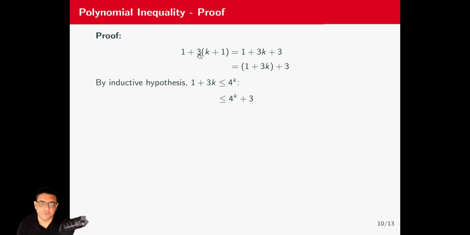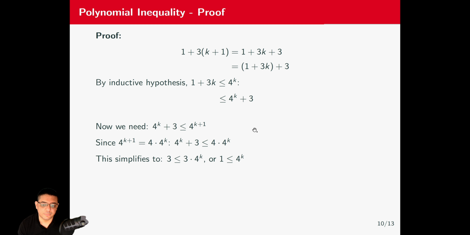Notice that I want to prove this step. We have 1 plus 3(k plus 1) is just 1 plus 3k plus 3. So we can see that by inductive step, this is going to be less than 4 to the k. So we have that this is less than 4 to the k plus 3. Now, I want to prove that 4 to the k plus 3 is less than 4 to the k plus 1. And we use the same idea as we did before.